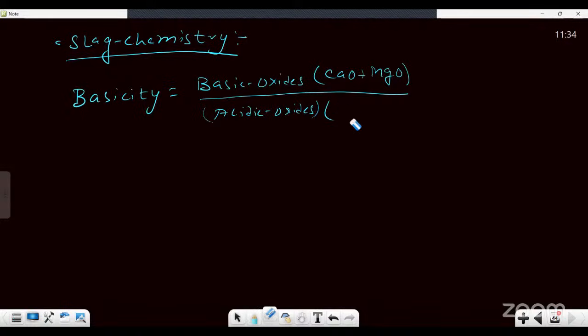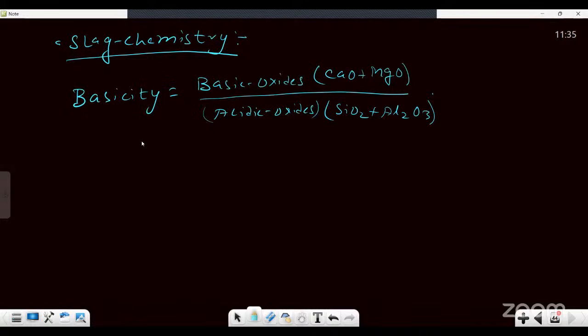So what are the acidic oxides? SiO2 is an acidic oxide. Al2O3 is also an acidic oxide. So basicity ratio is nothing but the ratio of the basic oxides to the acidic oxides. Now, if the ratio is greater than 1, what does it mean? It means that the basic oxides are more compared to acidic oxides. There is more CaO and MgO in the slag, so it is good for phosphorus and sulfur removal.